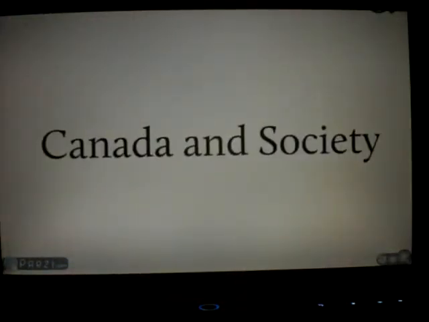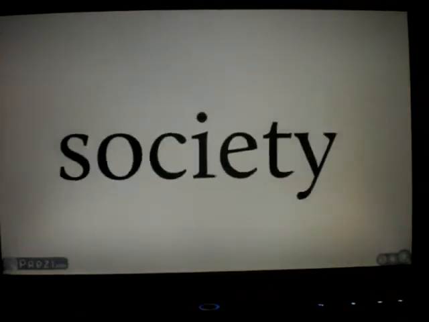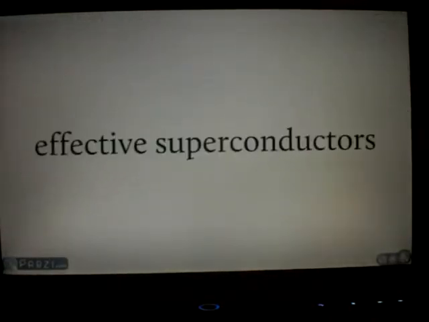Now, Canada and society. How does cryogenics affect society? Well, nowadays we're thinking about saving energy and doing green things to save energy. Well, superconductors can come in with that. If we can make an effective superconductor, then we can basically save a lot of energy.